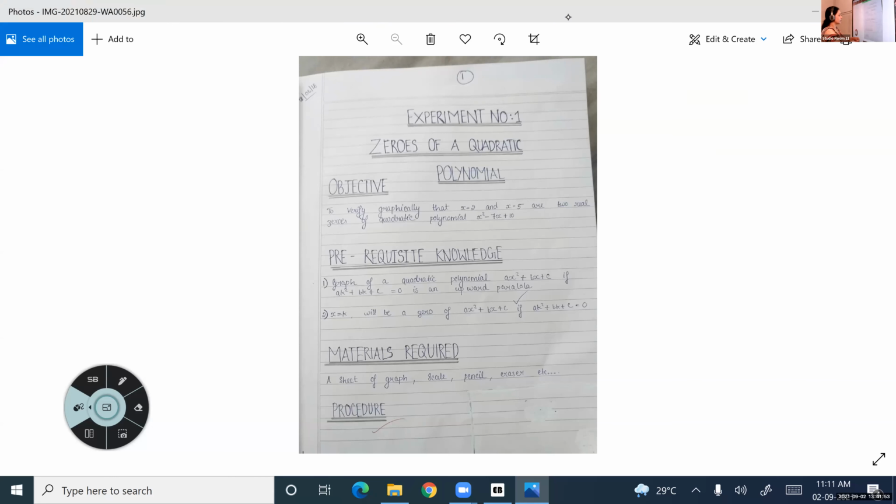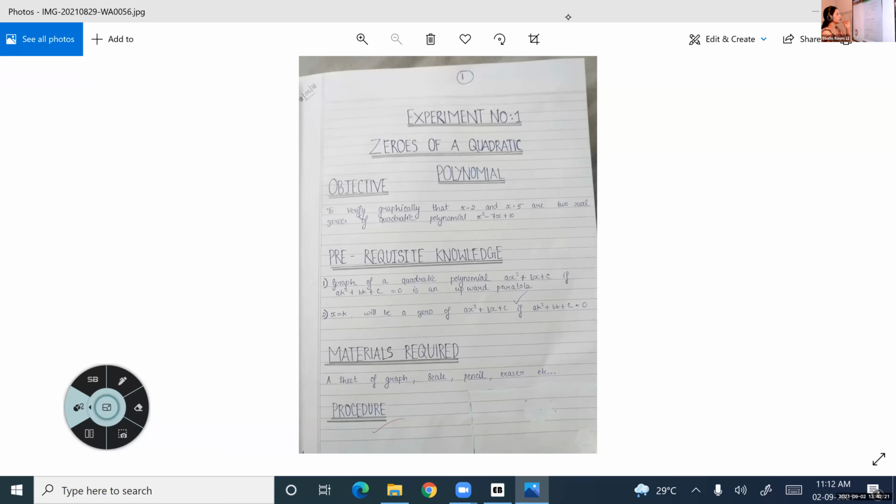Still, children, note it down. If you have copied it in the record book already, cancel this part with a pencil. Graph of a quadratic polynomial ax square plus bx plus c is an upward parabola. This part is not needed: if ak square plus bk plus c is equal to 0. That one you strike out with a small pencil.